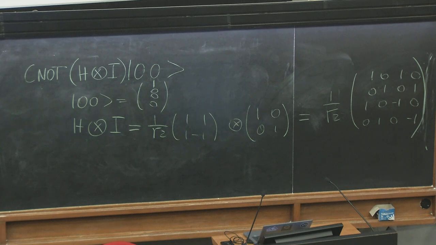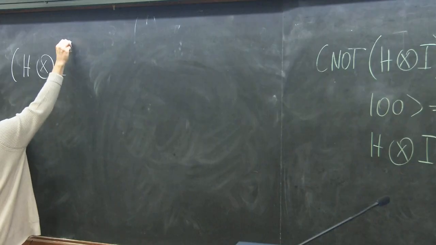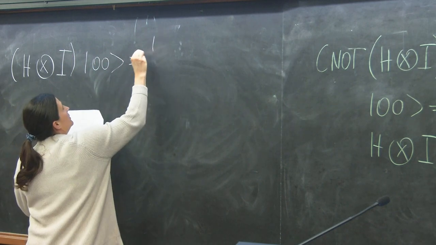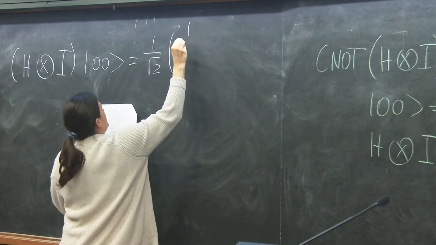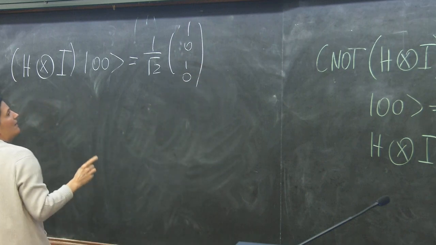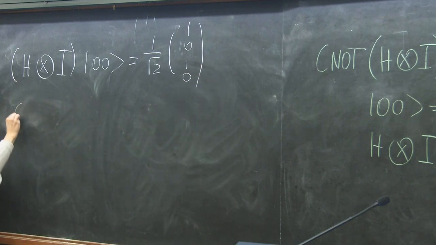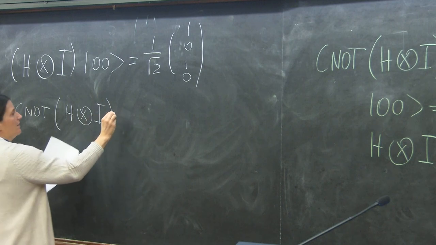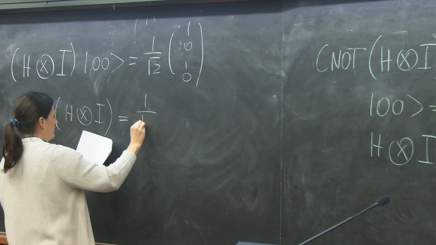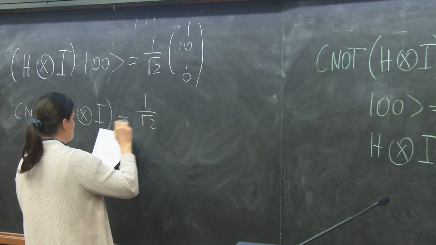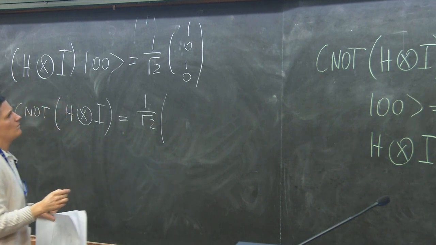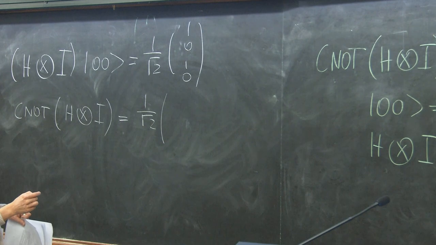So if you do the Hadamard gate tensor with your identity matrix, then you apply it to your |00> state, right? If you do that, you're going to get 1 over square root of 2 of 1, 0, 1, 0. Now what you do is you apply the CNOT gate to this. And that will give you 1 over square root of 2... So you're flipping it, CNOT. So what do you get?